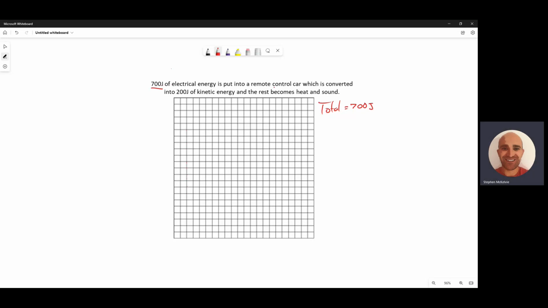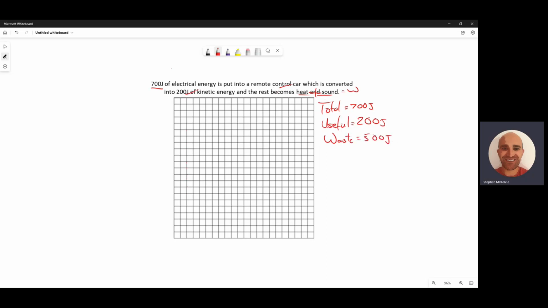700 joules of electric energy is put into a remote control car, which is converted into 200 joules of kinetic energy. Well, I want my remote control car to move, so it sounds like that useful energy is going to be the kinetic energy. Useful energy equals 200 joules. The rest becomes heat and sound. So I can combine together the heat and sound, and that will give me my wasted energy. My waste is equal to 500 joules.